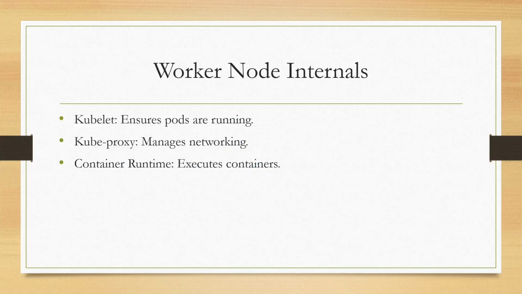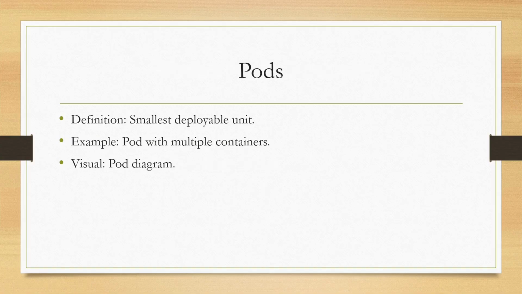Let's go into the worker node internals. Every worker node has a kubelet that ensures pods are running as per the specification given by the master. Okay, and there is also a kube-proxy that manages the networking, and it ensures that, as per the instruction of the master, all networking components work as expected. Okay, and the container runtime basically provides the executable environment to the containers.